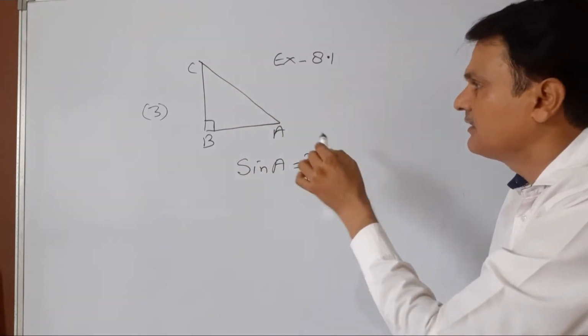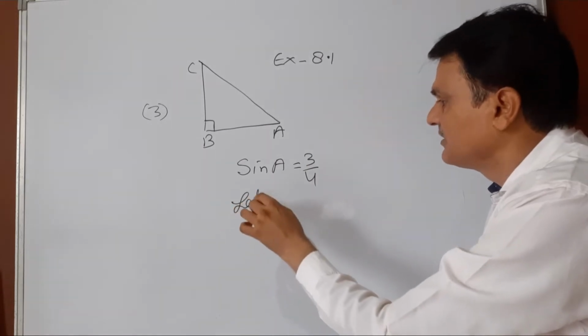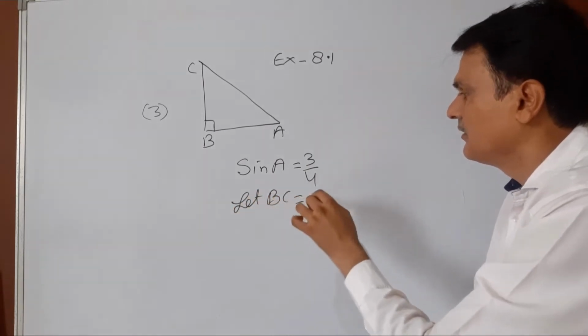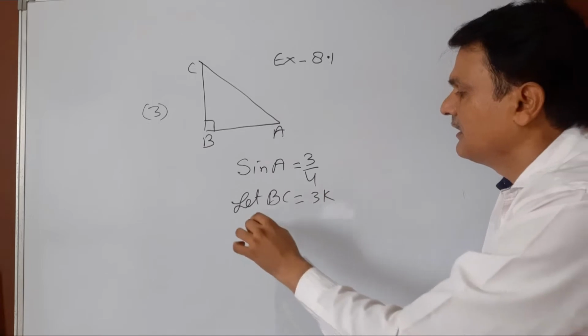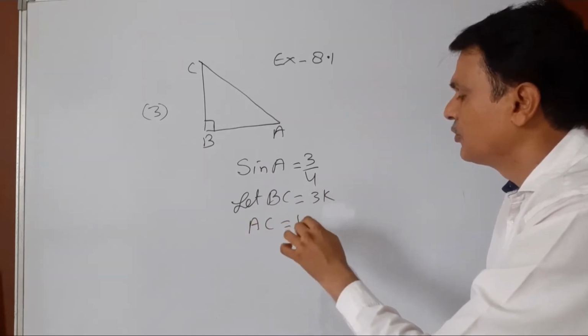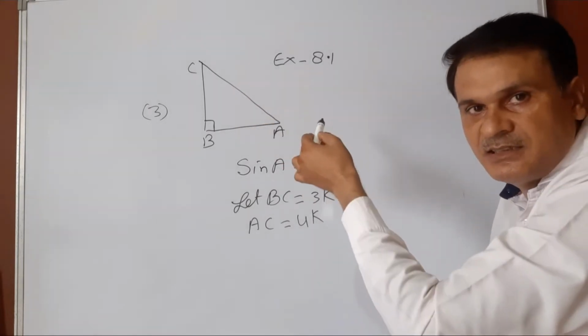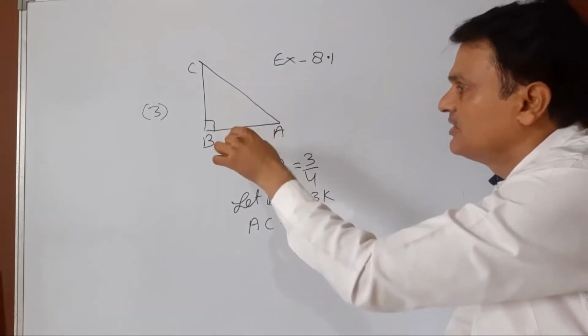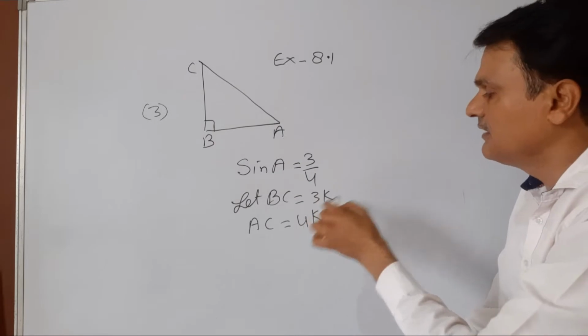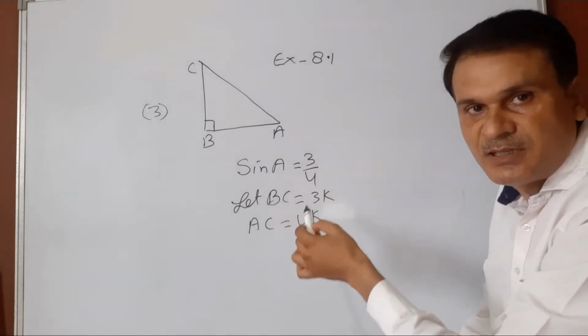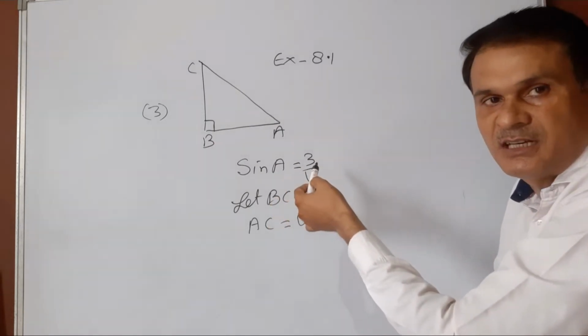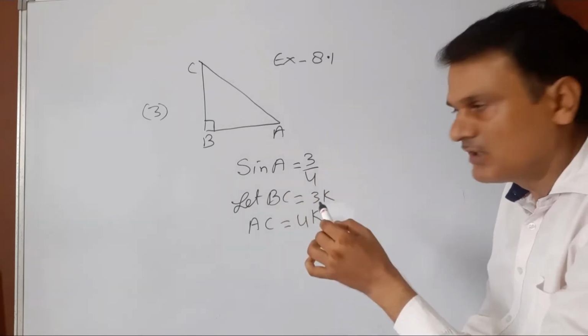So we let BC equal to 3K, AC equal to 4K. To calculate sides AC and BC, we take 3K and 4K here. If the ratio is given, we can take a constant with that ratio to get the whole quantity.